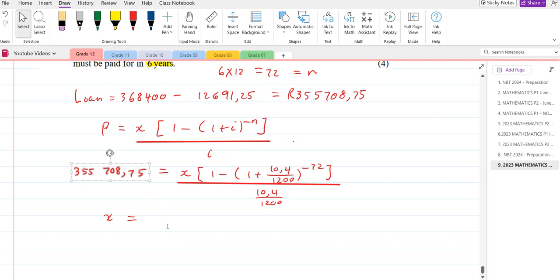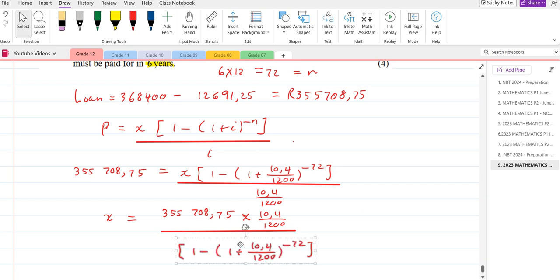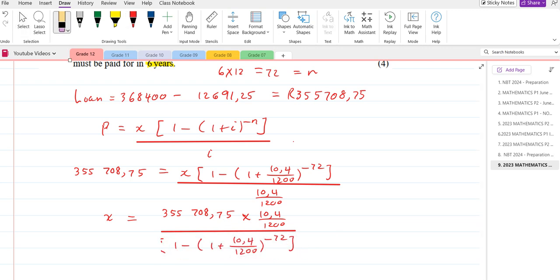Right, so we're going to take that amount and we're going to multiply it by 10.4 over 1200, right, and divide this whole thing by this factor here, which is that part. Right, so now let's type this out into the calculator. There's no need for brackets here because there's two terms, right, and it's already in the denominator. So let's work this amount out.